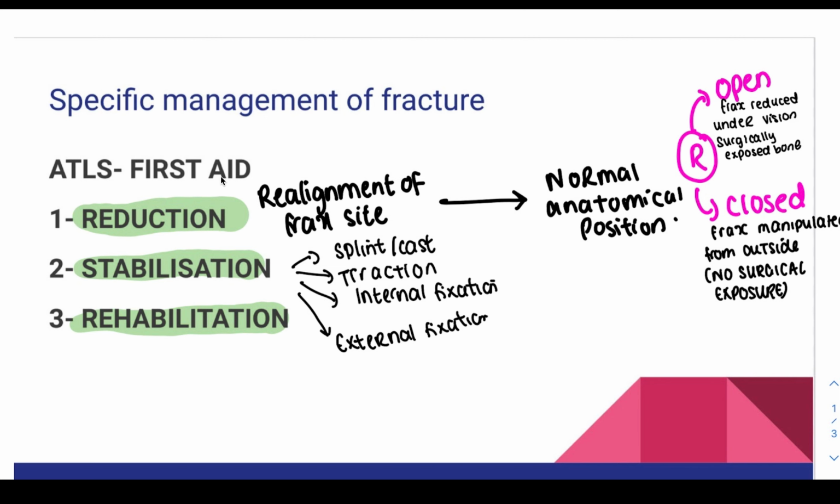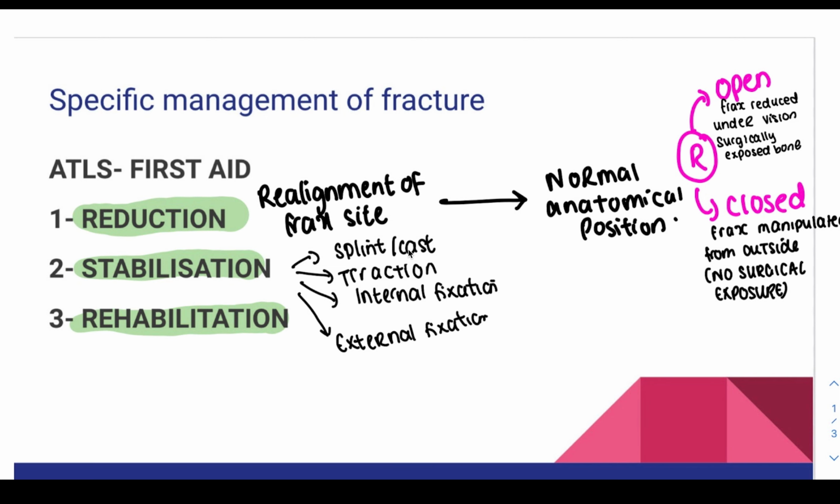What is reduction? Reduction is when you're realigning the fracture site. Remember, our bones are always in a line, in a long axis. You want to realign it back to the normal anatomical position. Reduction can be in two ways. It can be open or closed reduction. If it's open reduction, the wound is exposed. The fracture is reduced under the surgeon's vision with surgically exposed bone. When it's a closed reduction, the fracture is manipulated from the outside, so there's no surgical exposure.